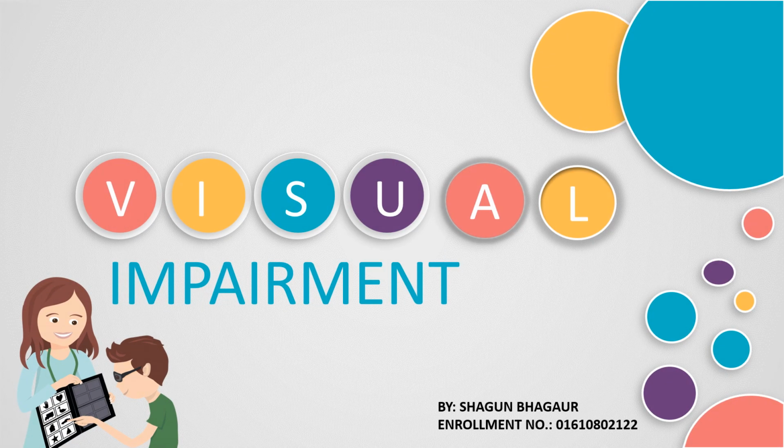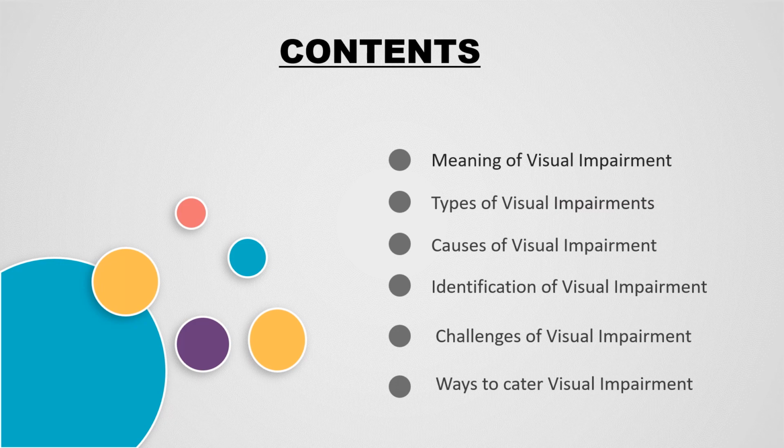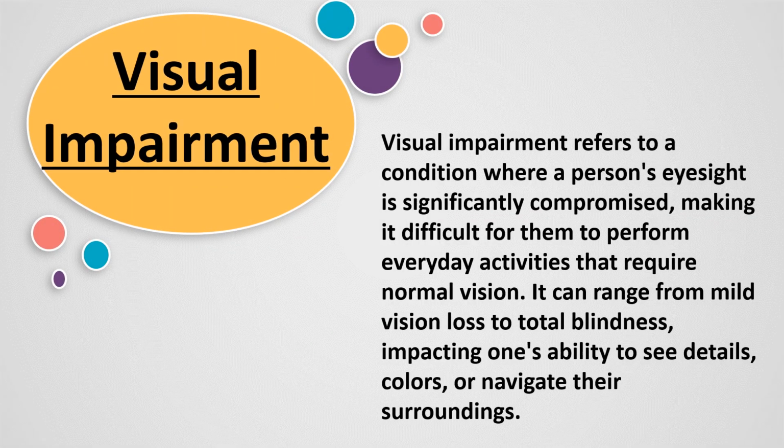Today we will discuss visual impairment and ways to cater to visual impairment in the classroom. The topics we will discuss today are meaning, types, causes, identification, challenges, and ways to cater to visual impairment. First, we will discuss what is visual impairment.